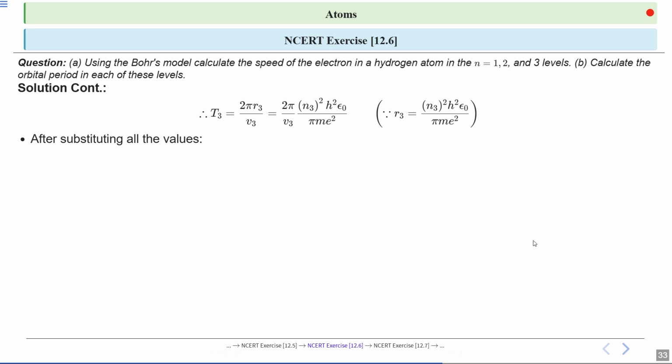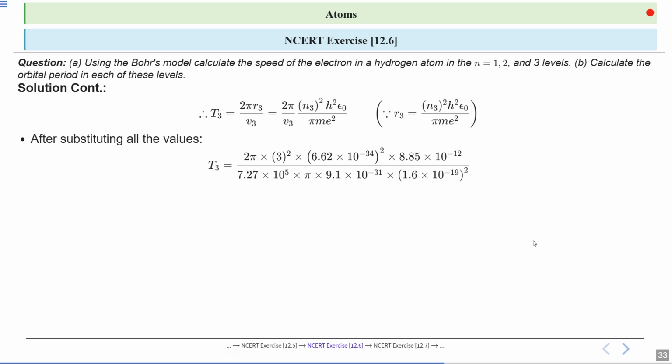Next, we are going to substitute the known values for all the constants and variables into our formula. Here we plug in all the numbers into our formula for T3. So T3 becomes equal to 2 pi multiplied by 3 squared multiplied by 6.62 times 10 to the power minus 34 square multiplied by 8.85 times 10 to the power minus 12, all divided by 7.27 times 10 to the power 5 multiplied by pi multiplied by 9.1 times 10 to the power minus 31 multiplied by 1.6 times 10 to the power minus 19 square.